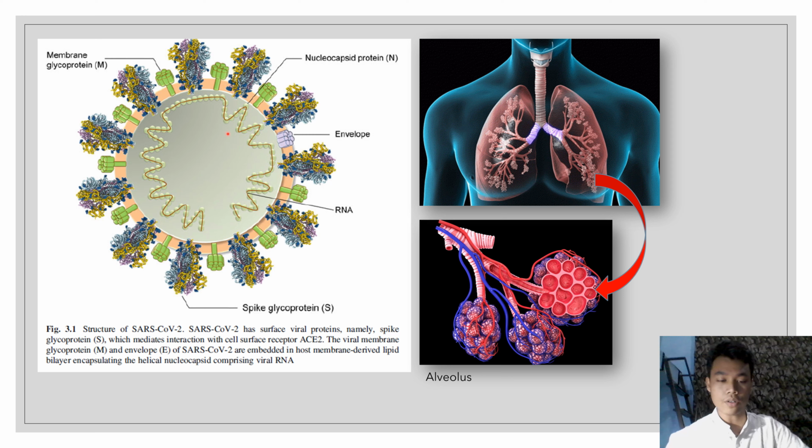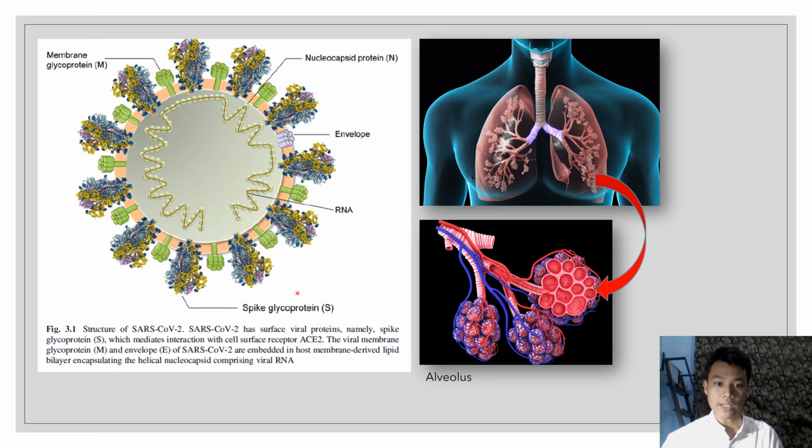This is another picture of the SARS-CoV-2 structure that has surface viral proteins, namely spike glycoprotein or S, which mediates interaction with the cell surface receptor called enzyme ACE2, the viral membrane glycoprotein M right here, and the envelope right here. The SARS-CoV-2 proteins are embedded in a host membrane-derived lipid bilayer encapsulating the helical nucleic acid comprising viral RNA.